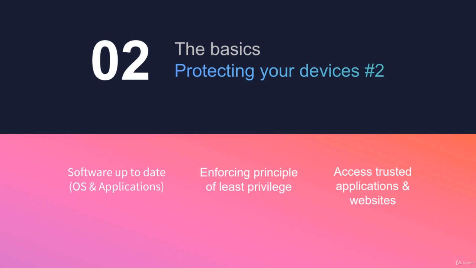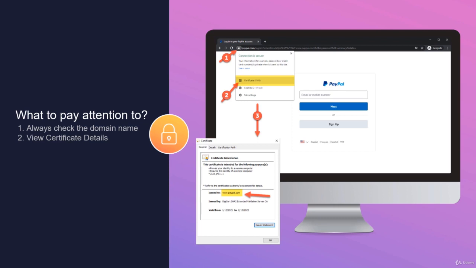Number three, how can you avoid falling for a phishing attempt? Or how do you actually see if a website is legit? Well, let's see in our example. There are a few steps to identify, for example, if a PayPal link is legit. Number one, always check the domain name.